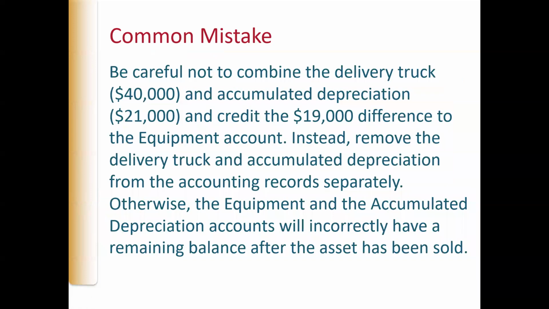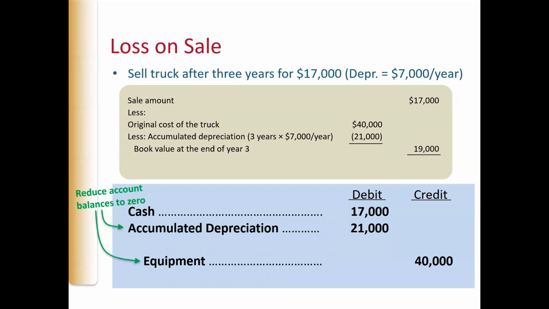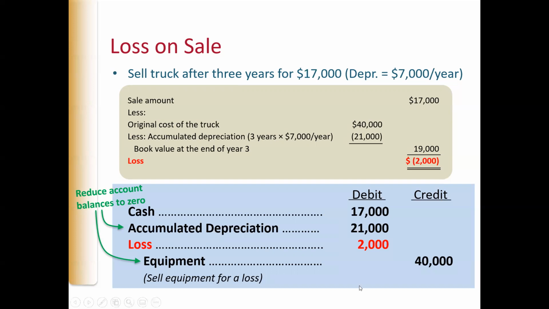Okay, next one. Let's say we sold it after 3 years for $17,000. You see here we have a loss. Our cash is 17,000. We get rid of the truck. We get rid of all the accumulated depreciation. And we show a loss here of 2,000.